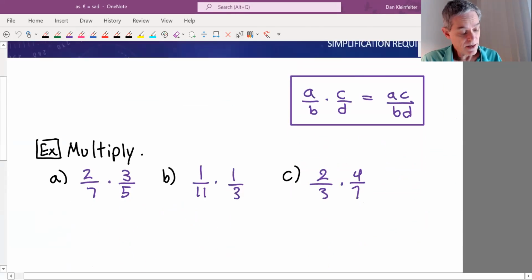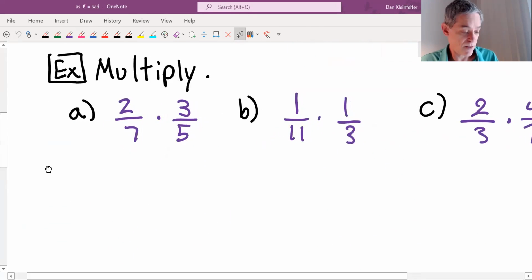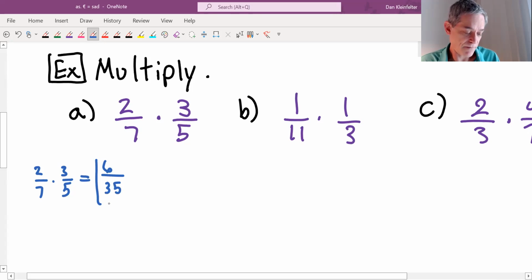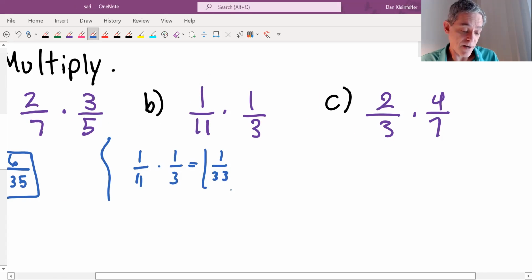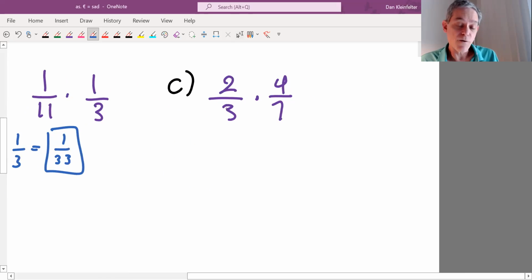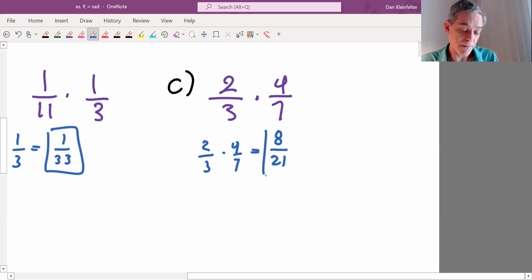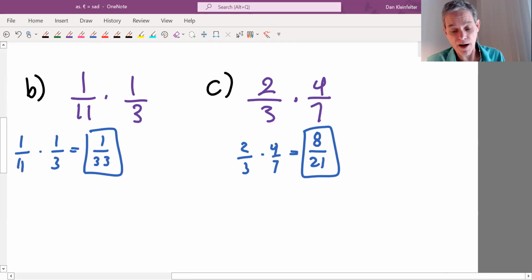So here we have 2/7 times 3/5. Multiplying the numerators together, 2 times 3 is 6. Denominators, 7 times 5, that's 35. And there's our answer. Okay, for B, we have 1/11 times 1/3. Multiplying the numerators together, you get 1. And for the denominator, you get 33. For the last one, we have 2/3 times 4/7. On the top, we'll have 8. At the bottom, we'll have 21. Okay, and that's it, basically multiply across.